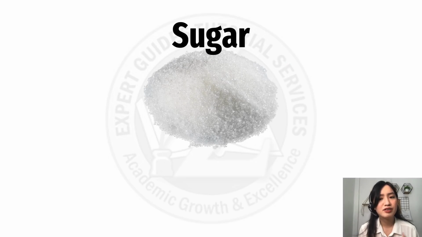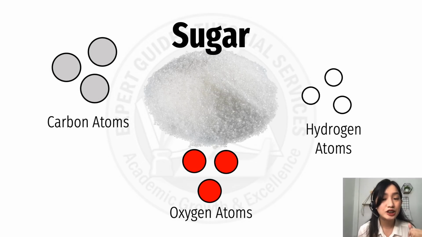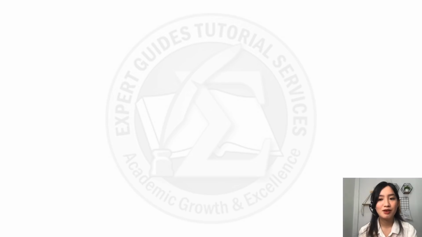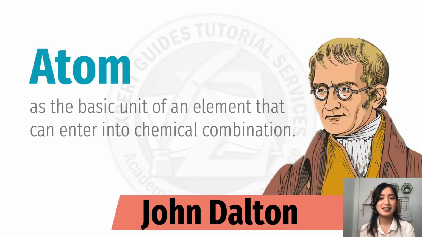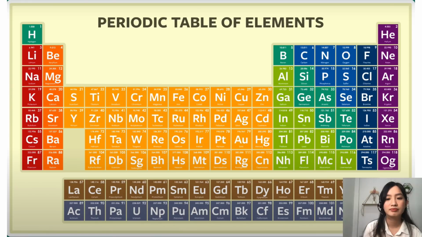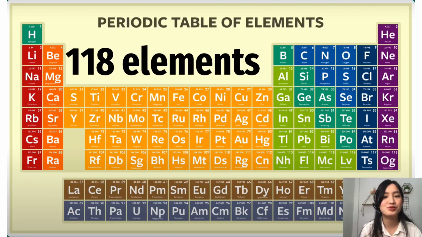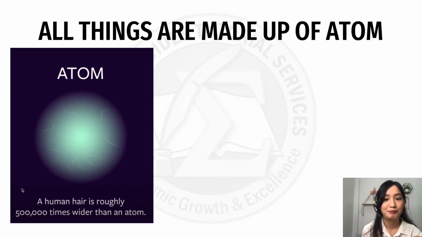Matter itself is made of a collection of different types of atoms, such as this sugar, having carbon atoms, hydrogen atoms, and oxygen atoms. But what is the definition of atom? On the basis of Dalton's atomic theory, we can define an atom as the basic unit of an element that can enter into chemical combination. To this date, scientists have discovered 118 kinds of atoms, which we call elements. You can find them presented in a chart called the periodic table of elements.